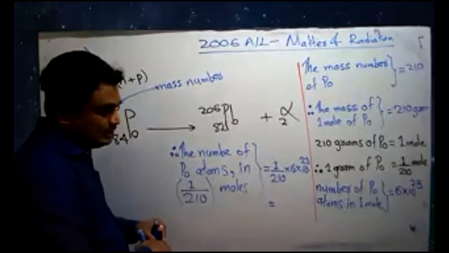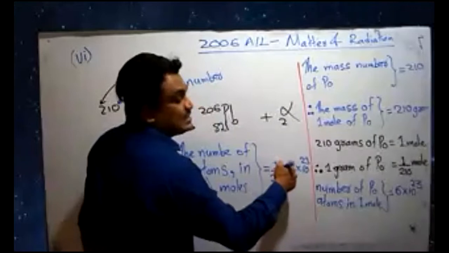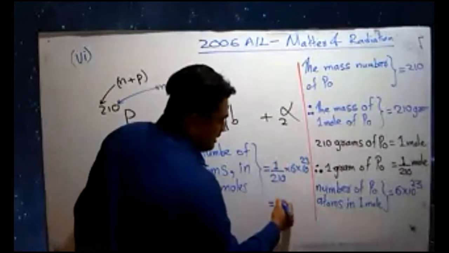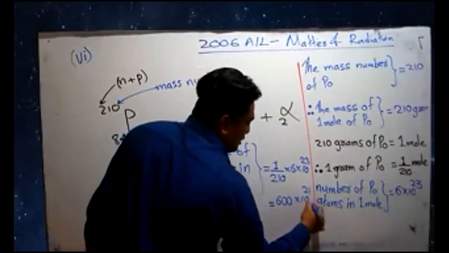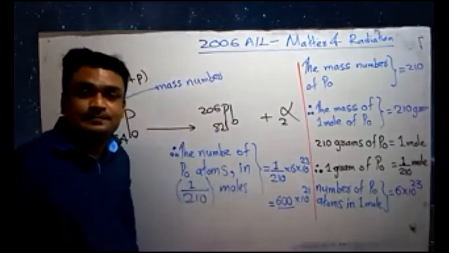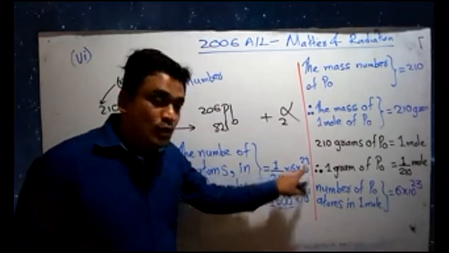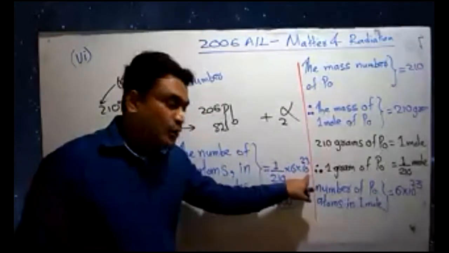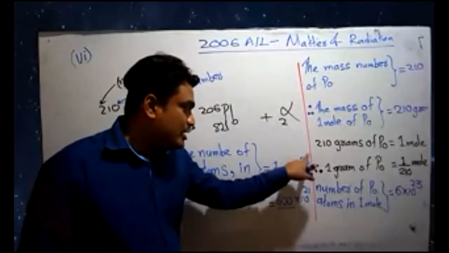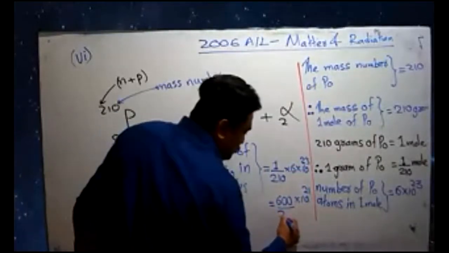Look at the board. This 6 into 10 to the power 23. 1 into 6 is 6. 6 into 10 to the power 23 can be written as 600 into 10 to the power 21. Can you understand that, Maxi? By taking two zeros of 10 to the power 23, it will be 600. Then 10 to the power 23 will be 10 to the power 21, divided by 210.